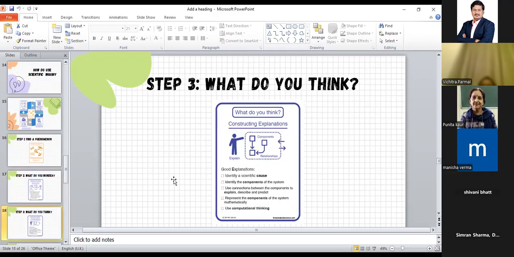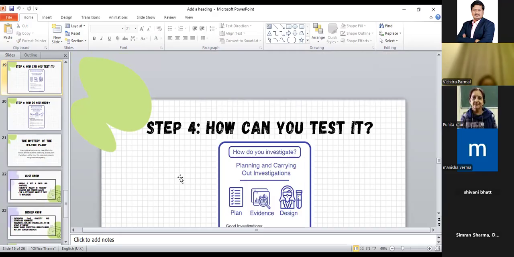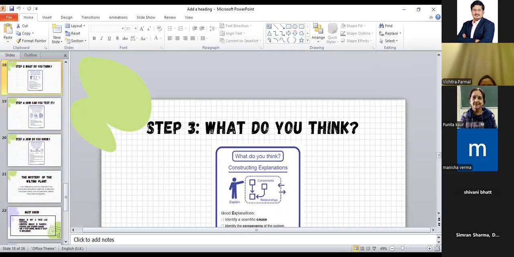Step 3, what do you think? Constructing explanation. I'm so sorry. Step 3. Yeah.